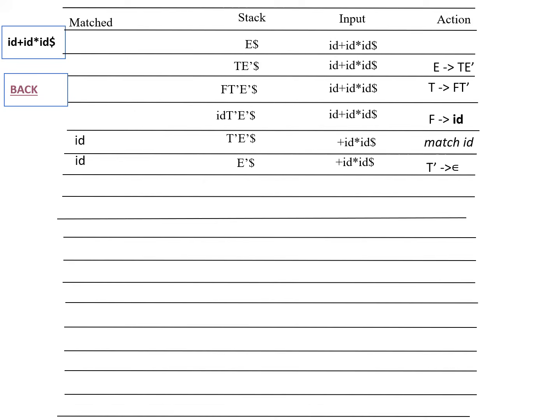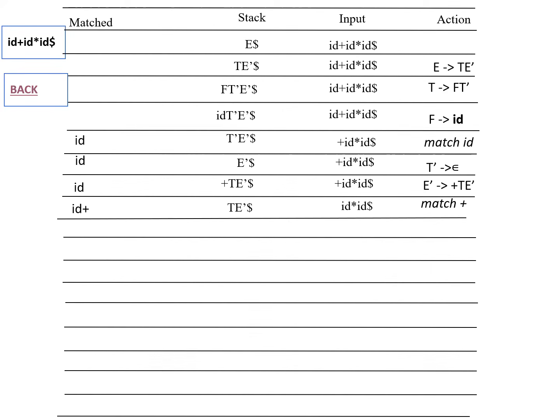What is the stack top now? E dash. E dash on plus. Verify the table: it is plus TE dash. Now matching occurs. Pop the stack top and advance the input pointer. IP was pointing to plus, so advance the input pointer. Now it is pointing to id. Pop plus, input pointer is advanced.